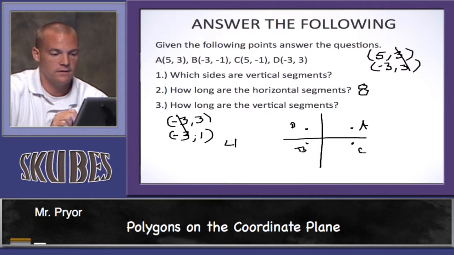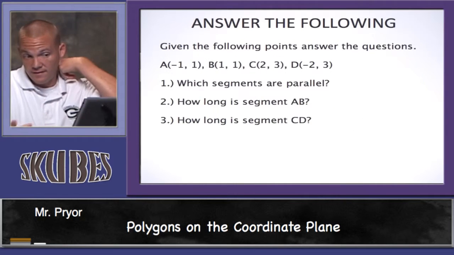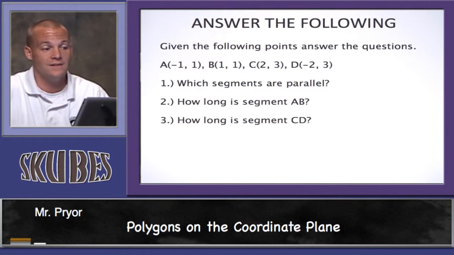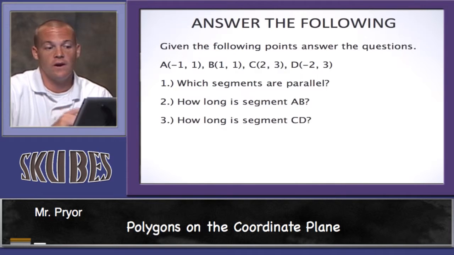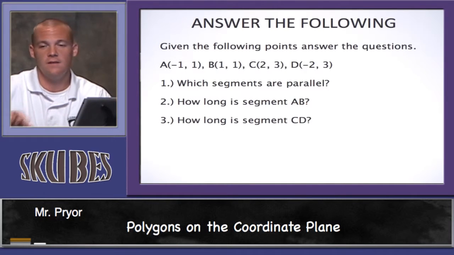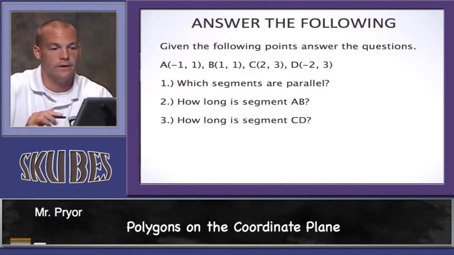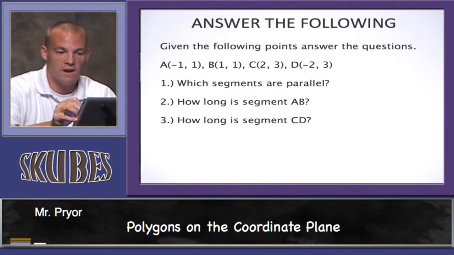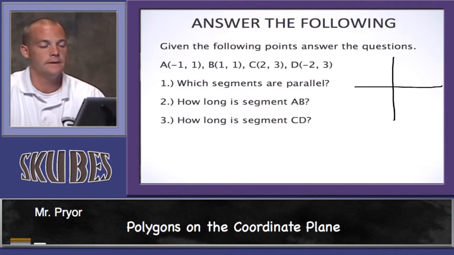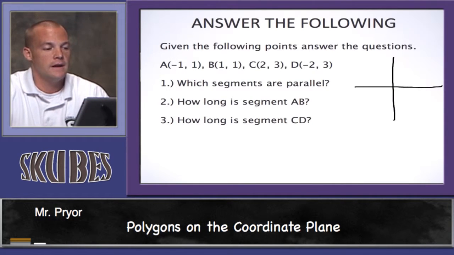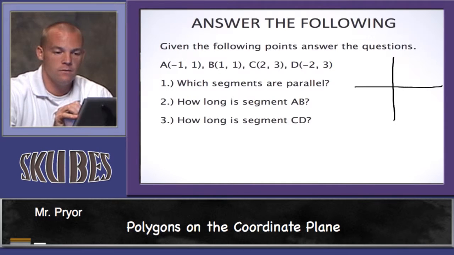Okay, so the next example is going to be similar. It's just the same type of example. We're going to quickly sketch this out and figure out which segments would be parallel. You can see they're going to give you similar examples. They're just going to change the questions around. So we can use our same strategy here. We're going to sketch out a coordinate plane really quickly, and we're going to start with A. -1, 1 would put you left 1 and up 1, so that's about right there.